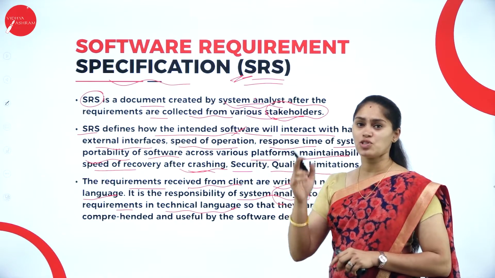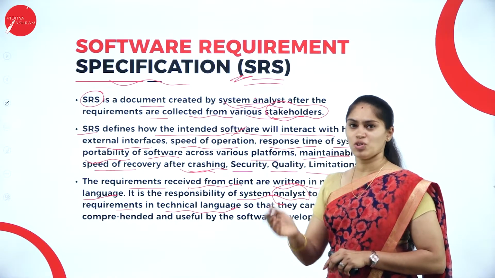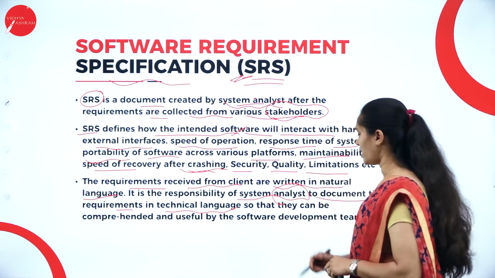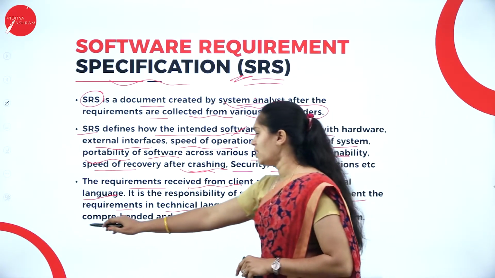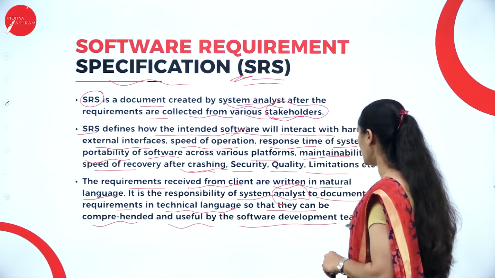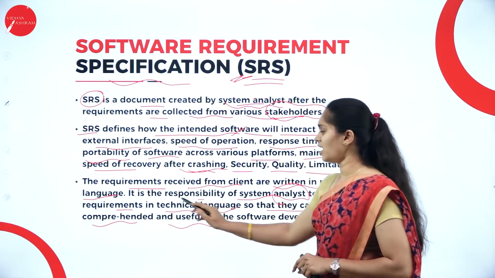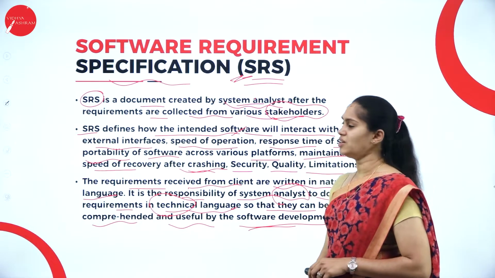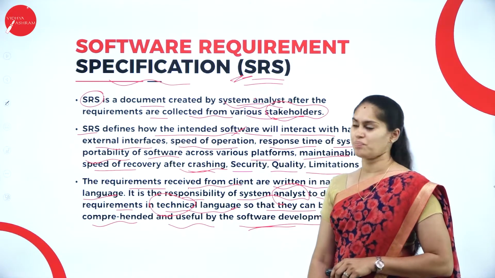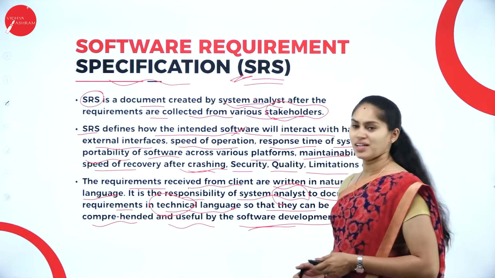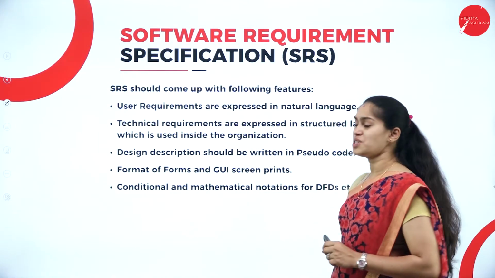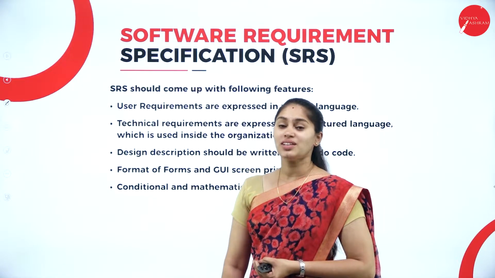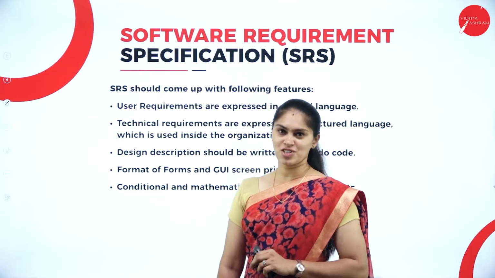So they give you the requirements in natural language. Then the analyst has to convert that natural language into technical terminology, which will be used by the designer, so that it can be comprehended and be useful to the software development team. If it is given in technical language, then it will be easy for the software development team to understand what the requirement of the customer is. So now, after knowing all these points, we'll see what features must be there in the SRS. Already I told you, it is all about the document. So how must that document be? What features must it include?